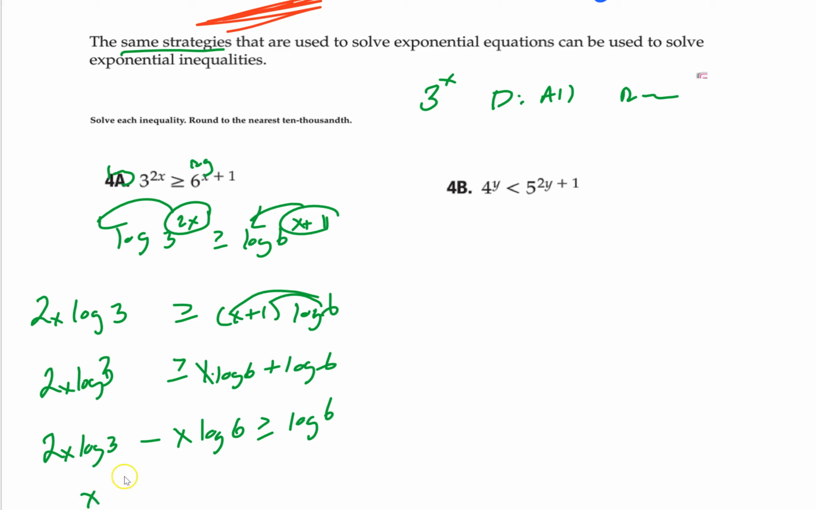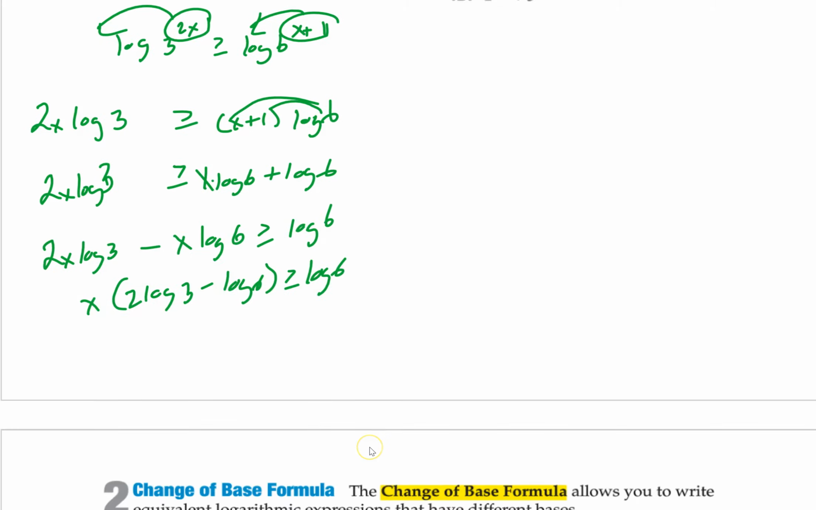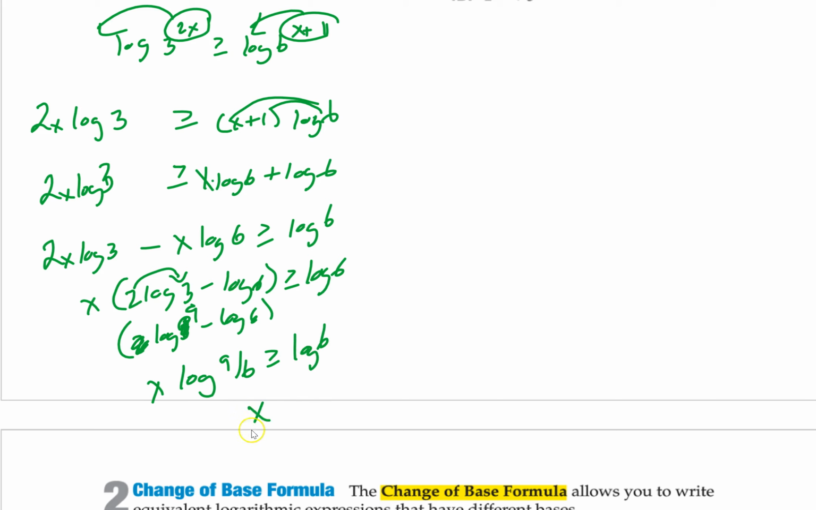Factor out the x, that's the key here. So you get x times (2 log 3 minus log 6) is greater than log 6. Then you can divide by that. Or if you're really pro, simplify this first. The 2 goes up there, and you get log 3 squared, which is 9. So you can condense that and you get x log of 9 over 6 is going to equal log 6. Then divide by that, and you get x is greater than log 6 over log of 9 over 6. Never said those were pretty. Those are always quite disgusting. But that's the idea.